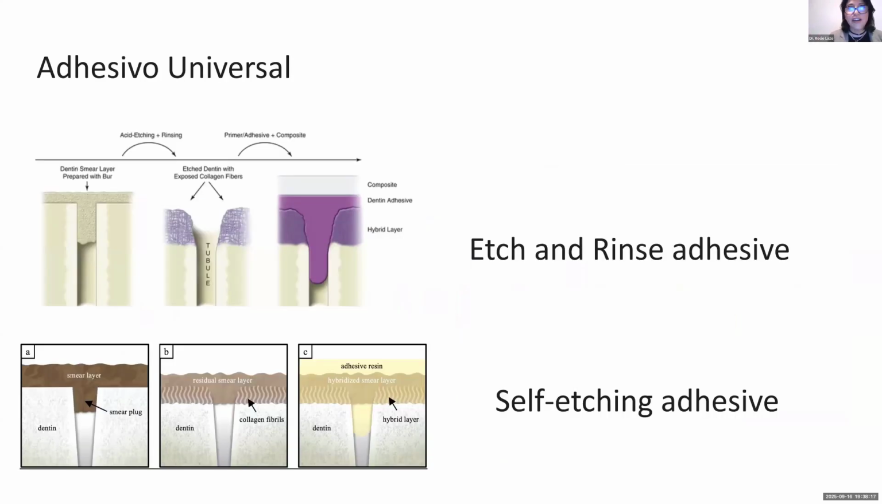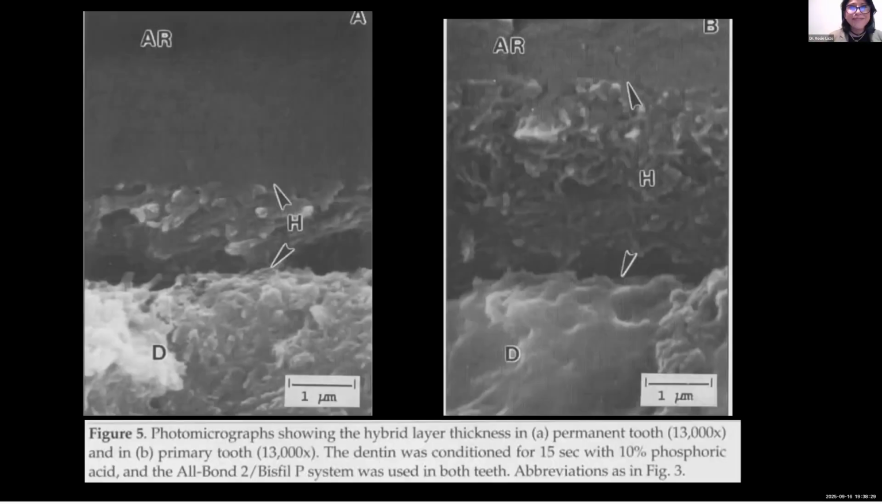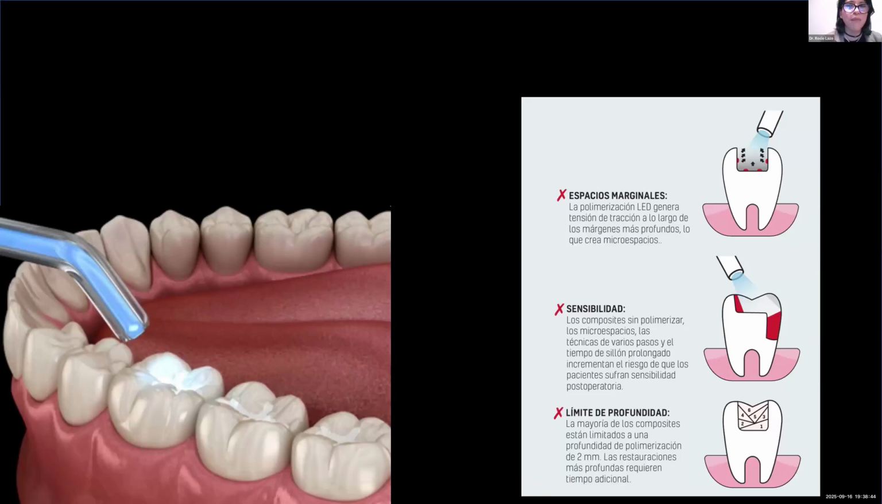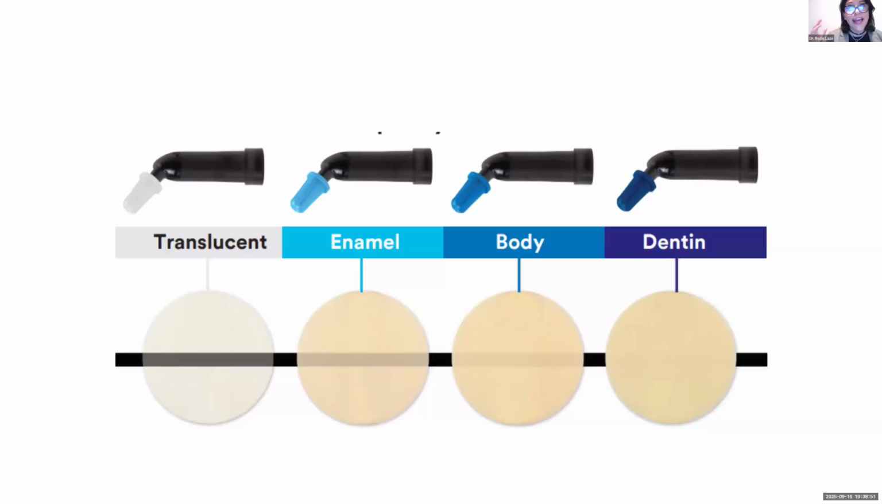That's why today we are using the universal adhesive, that you can use like an etch-and-rinse adhesive or like a self-etch. But still, we're still with the problem of the hybrid layer. The thickness of the hybrid layer is so important to have good results in your treatment. Another problem with the composites, with the resins, you need light. So you have contractions of this material.